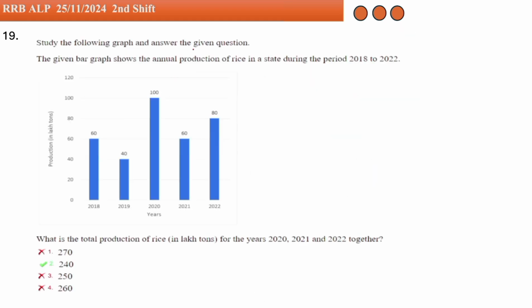Study the following graph and answer the given question. The given bar graph shows the annual production of rice in a state during the period 2018 to 2022. What is the total production of rice for the years 2020, 21 and 22 together? Total production of rice in these 3 years, that is 100 plus 60, 160 plus 80, 240. So our answer is option 2.